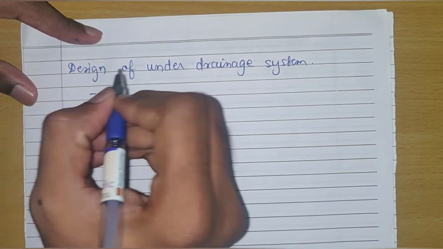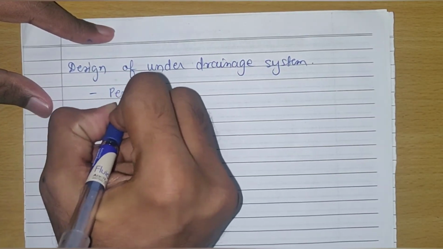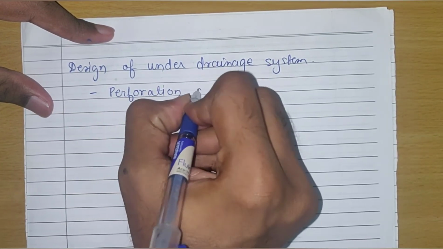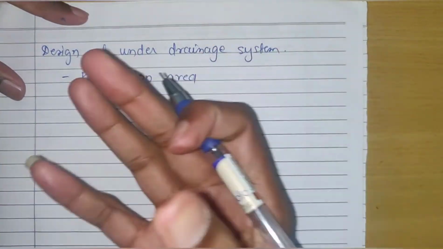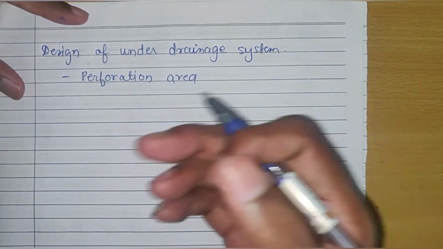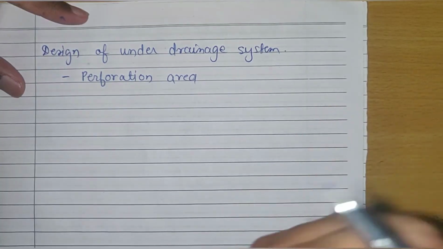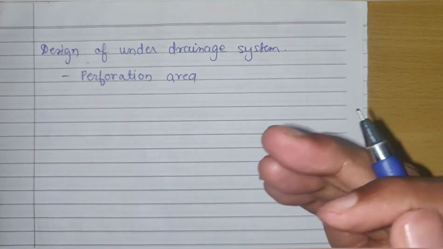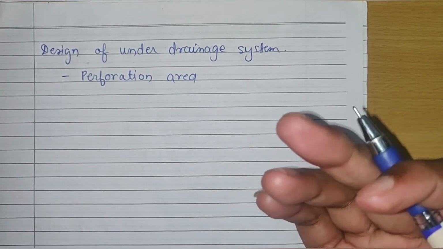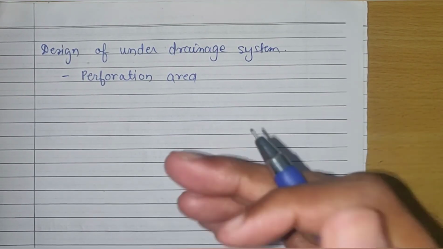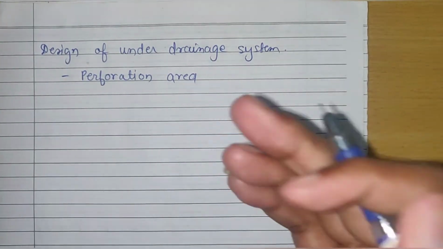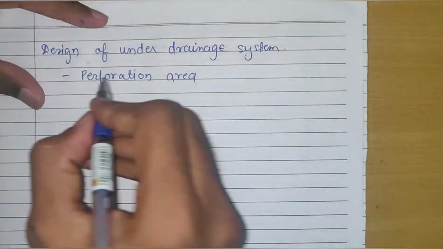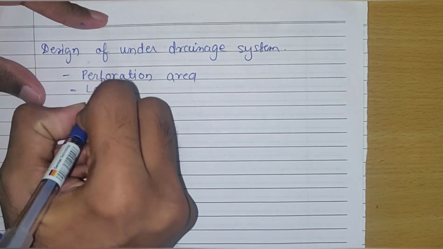Under drainage system includes perforations area. It means in the under drainage system there are n number of pipes laid, and on the surface of the pipes there are small holes, and those holes are called perforations. And in the design of the under drainage system, we have to find the area of those perforations. So the perforations area, then laterals.